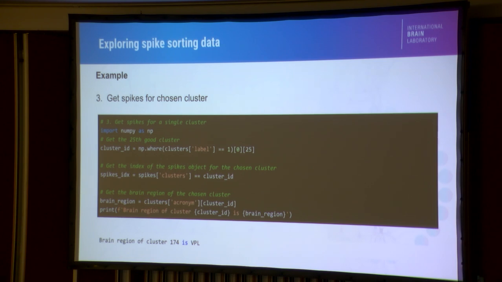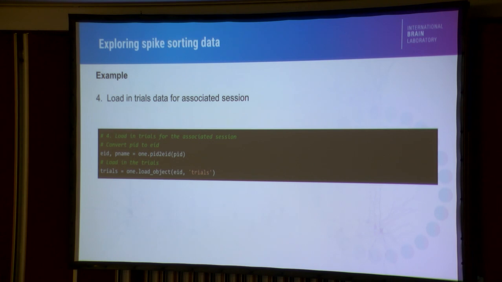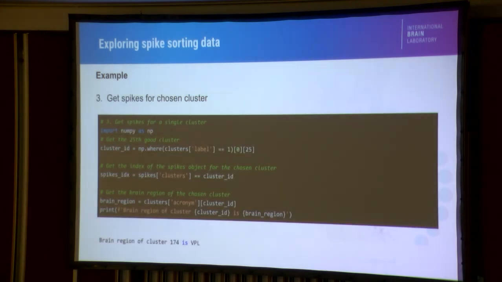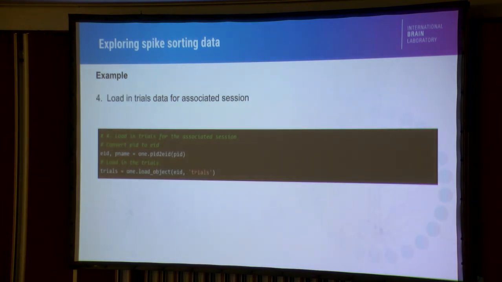We will now use the spike index to get the spike times for this chosen cluster and align it to a trial event of interest. In order to get the trial's data, we do just as before. We have to use the load object method with a specific EID. And to get the EID, we use the converter function, PID to EID, from above, because we first started out of a PID.